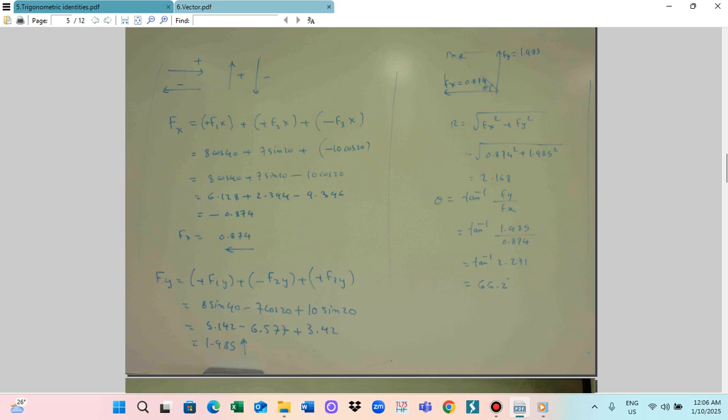And again, theta you can also calculate. Theta is the tangent inverse of FY by FH. So the tangent inverse, FY is 1.985, FH is 0.874. So 1.985 divided by 0.874, you got 2.271. Then you find the inverse tangent of 2.271, so that will be 66.2 degrees.